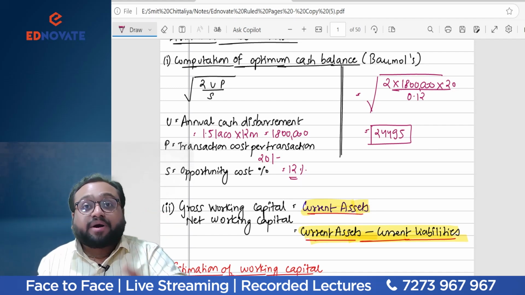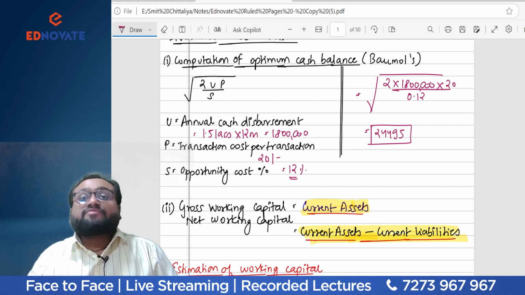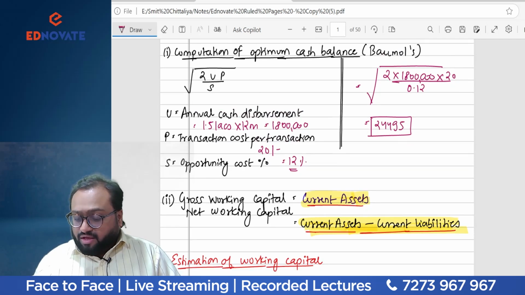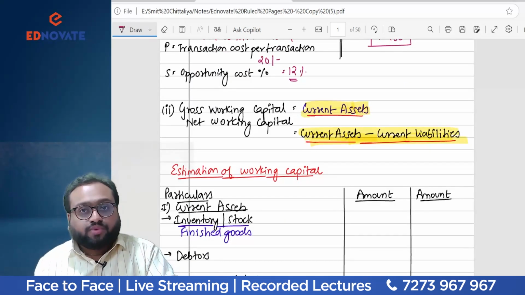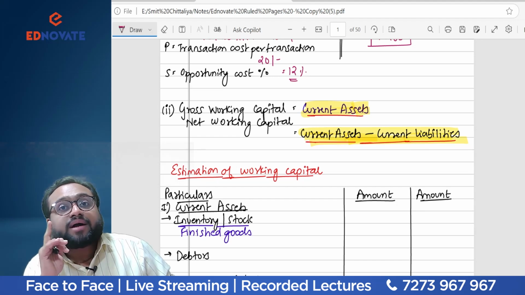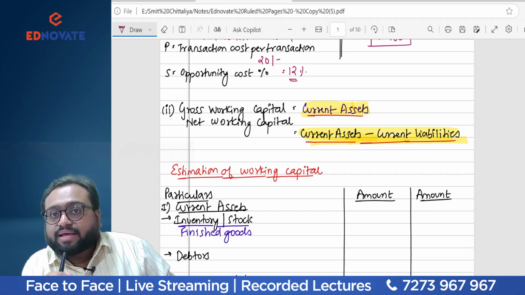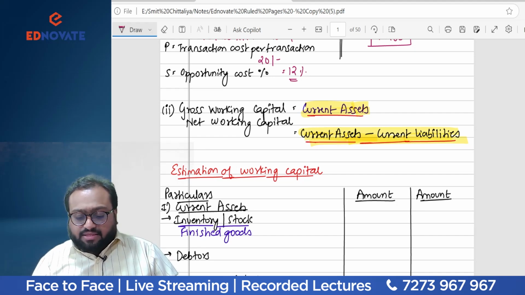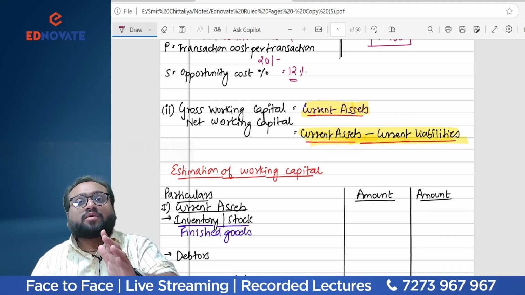What does the second part of the question say? They have asked you to find out gross working capital or the net working capital. First, do understand properly what you mean by gross working capital. If anytime in the question they ask you gross working capital, it means your current assets, and net working capital is your current assets minus your current liabilities.